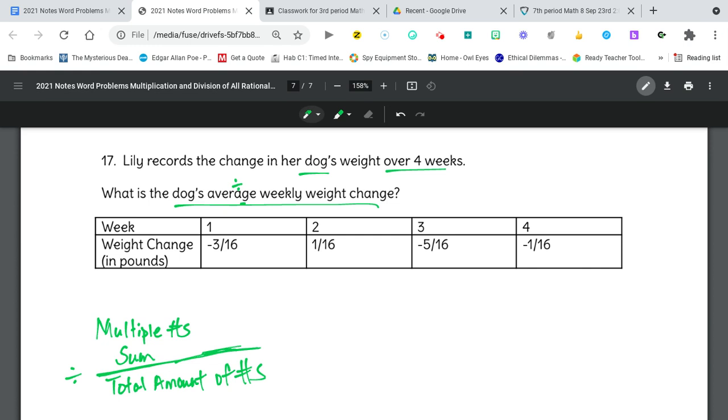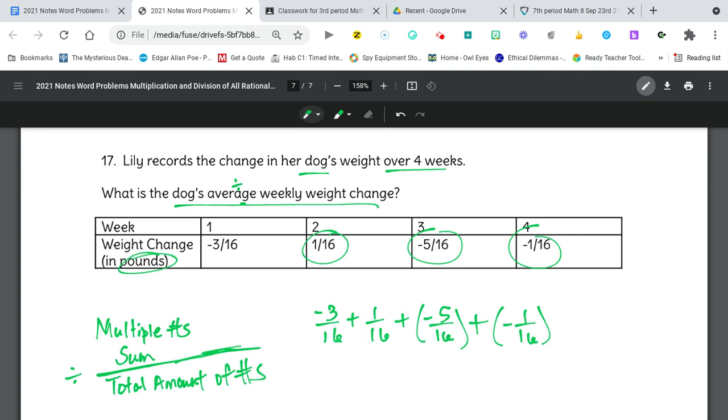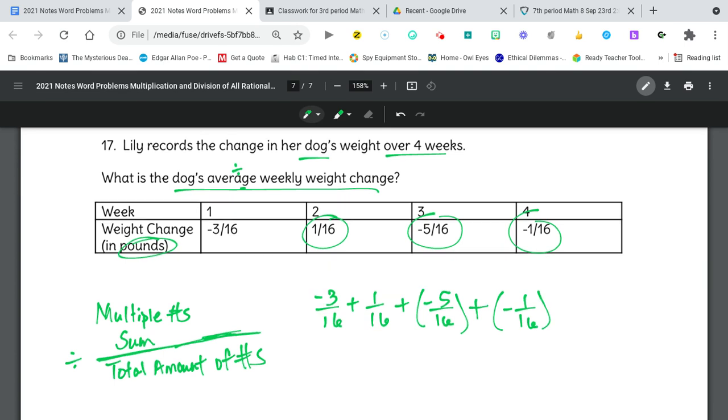Okay, so week 1, the dog lost 3/16 of a pound. It's in terms of pound. Now, I use the word loss, but the negative indicates a loss. So when I write it in terms of a number, I'm going to put the negative. I'm not going to put the word loss. Plus, it gained 1/16. Plus, it lost 5/16. Plus, it lost another 1/16. Oh, and the great thing is all these already have a common denominator. I love it. Okay, so now I'm going to put these two together because they both go to the left.